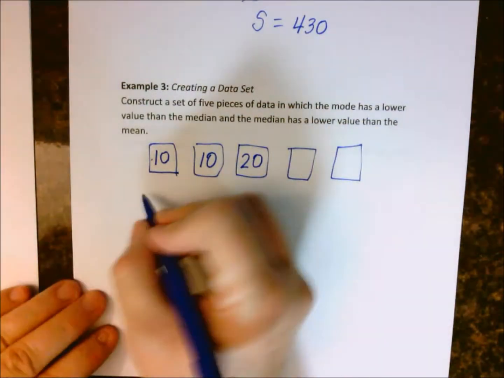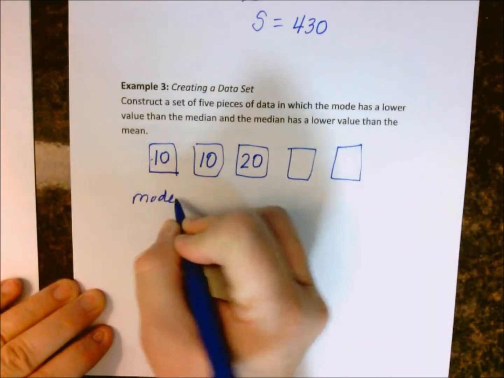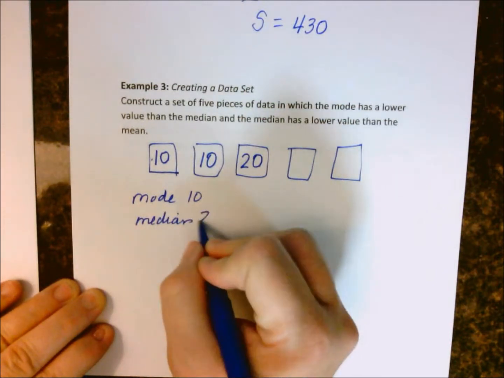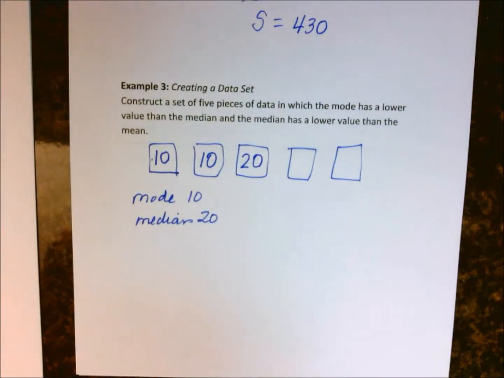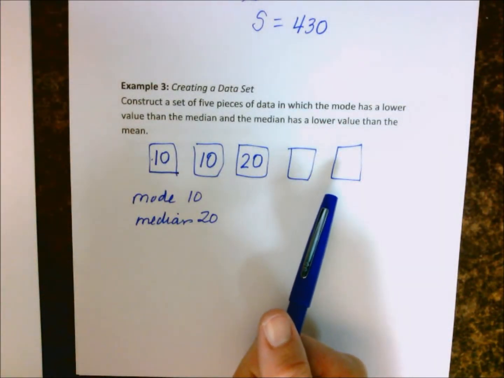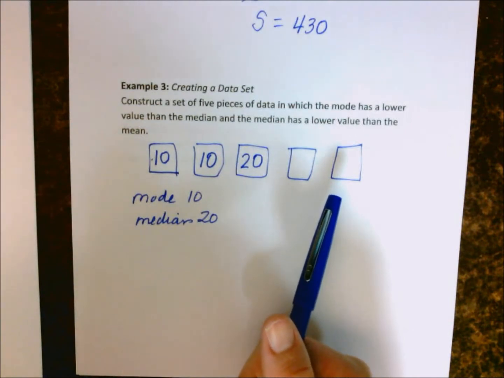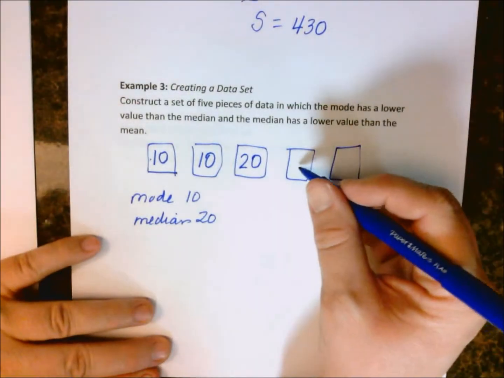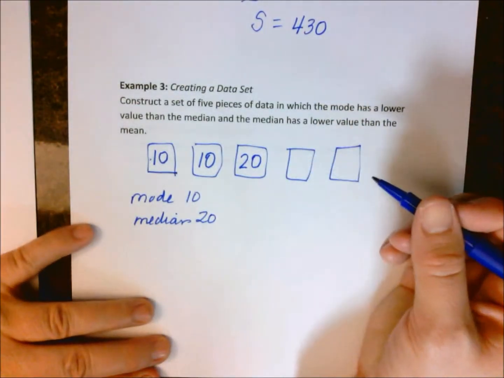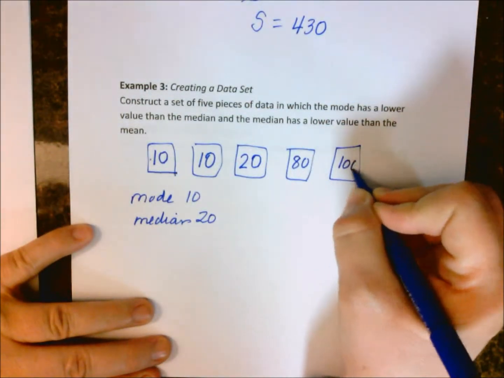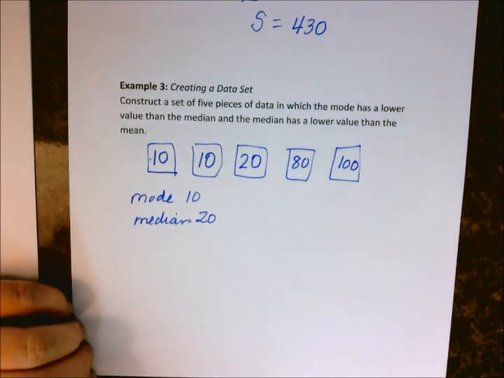Okay, so we could write down that the mode now is 10 and the median is 20, because it's in the middle. Now I have to come up with the last bit of information. The median has a lower value than the mean. So I want my mean to be larger. If I want the mean to be larger, let's just put some big numbers in here and play it safe. Let's put 80 and 100. Why not? There was no magic to choosing those. I just arbitrarily chose them.